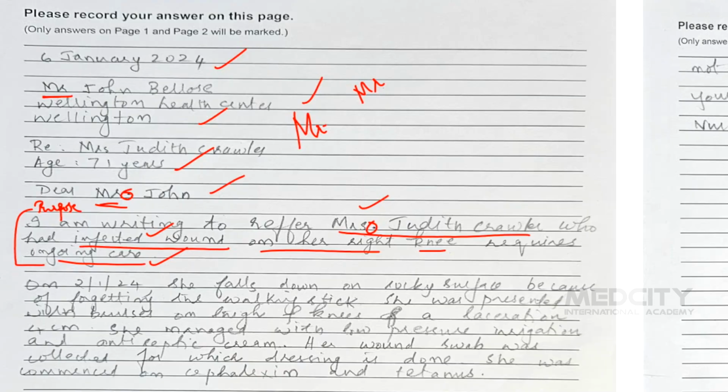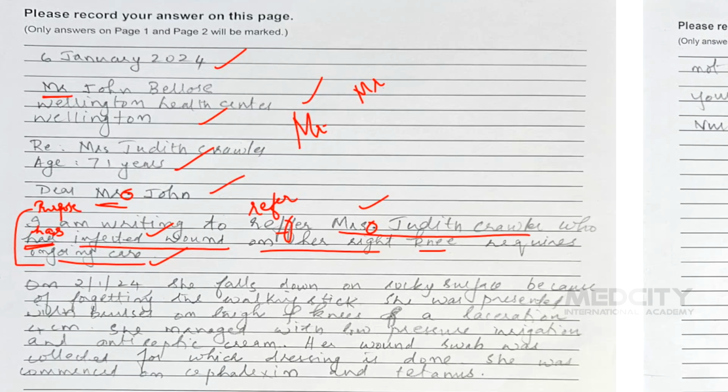Now coming to the grammatical aspect, I am writing to refer, spelling. This is one common mistake made by students. 2 F's for refer, only 1 F is there. I am writing to refer Mrs. Judith Crawler, who had infected wound. Now regarding the tense, had means past. Even now the patient has infected wound. You're talking about the current scenario, so it shouldn't be had, instead it has to be has. Who has infected wound on her right knee.